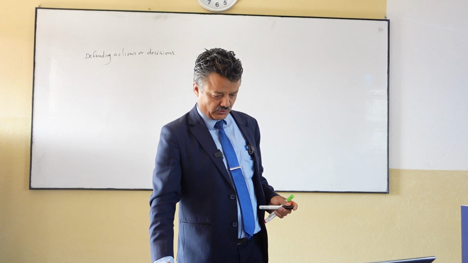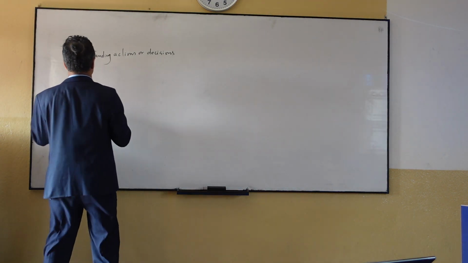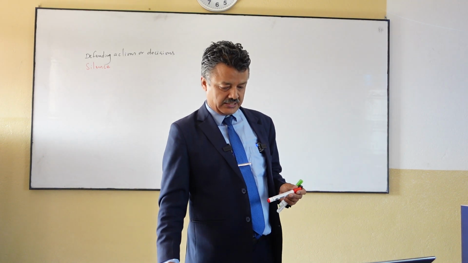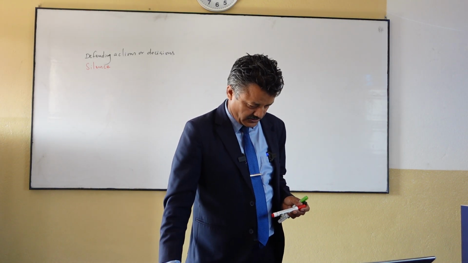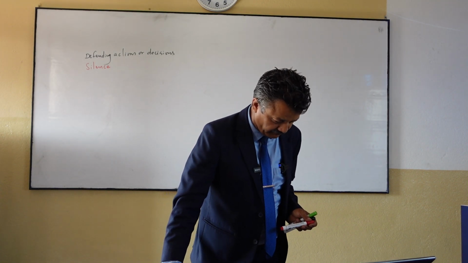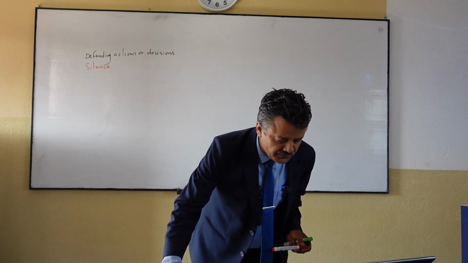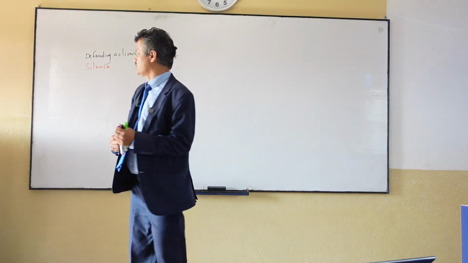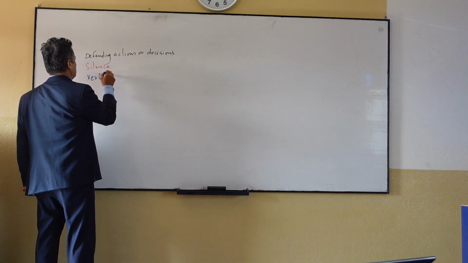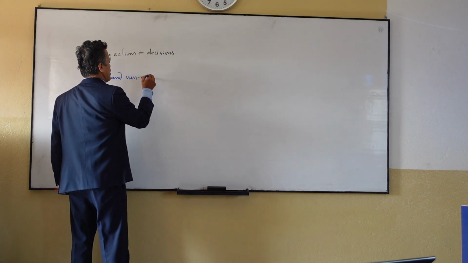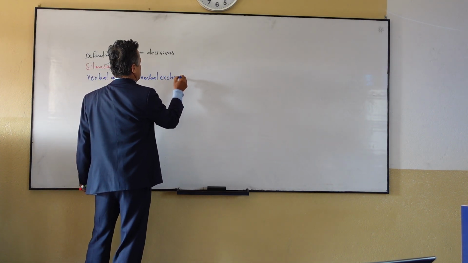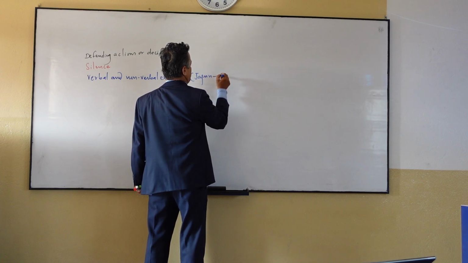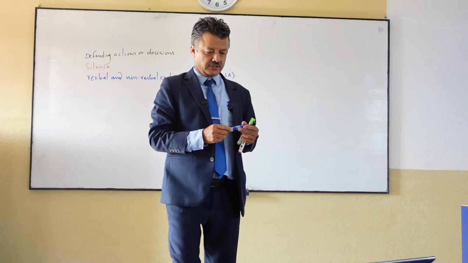Then second point, can somebody tell what is second point? Second point is silence, how they treat silence. And then fourth point. What is fourth point? Fourth point is verbal and non-verbal exchanges. For example, the writers compare Japan and USA in a paragraph. Four.